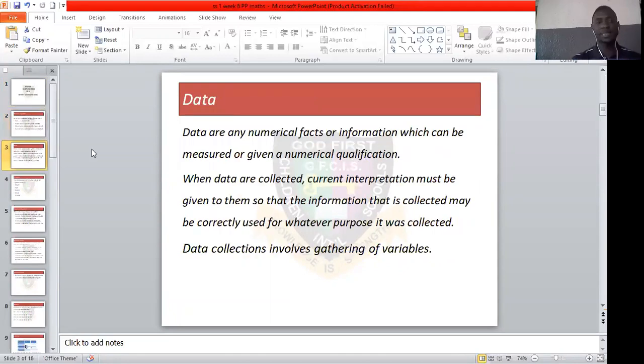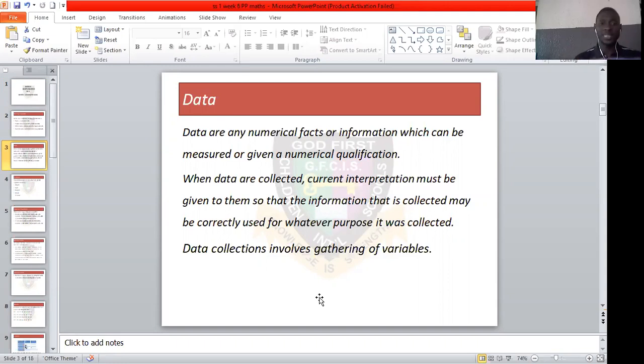So what is data? Let's look at the data. These are numerical facts, just information that we are dealing with. These are the data collected. You may have taken a census in your other courses, the collection of the number of people living in an area, the total number of people in a country, or the number of students in a class. These are data. You collect those data.